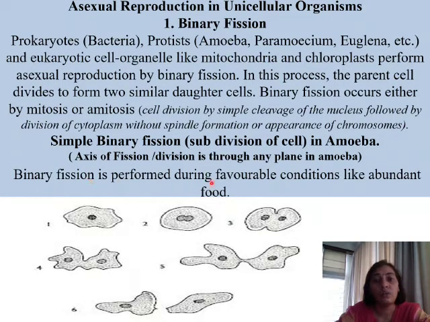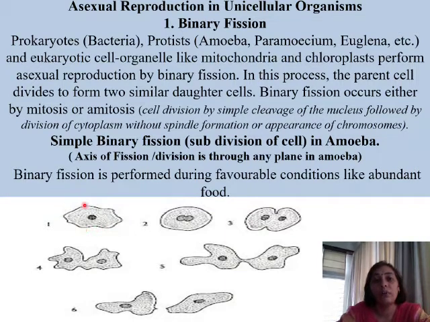Binary fission is performed during favorable conditions like abundant food. Generally, we find the amoeba in stagnant pools and water. So when the water and food material is available, amoeba undergoes division by this method, that is simple binary fission, where the body of amoeba can get divided into two halves through any plane. There is no fixed plane, horizontally, vertically, diagonally. So through any plane the body can get divided.